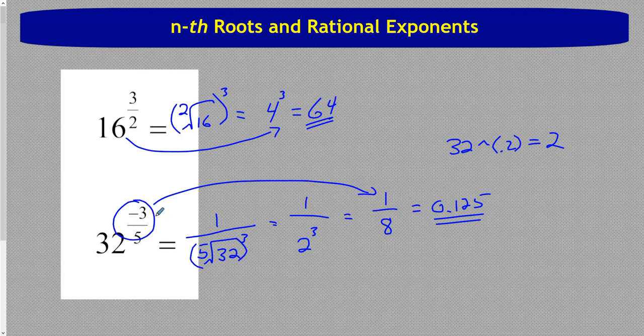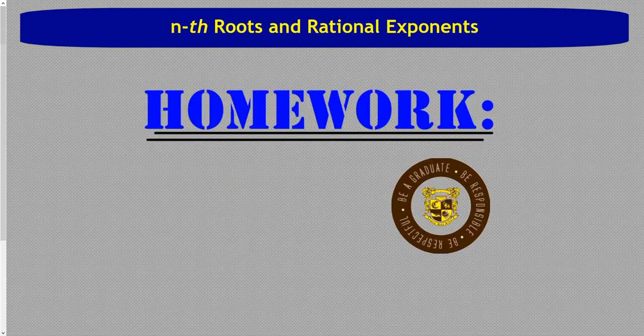So if you see something like this and it says to simplify or to write as an expression or to evaluate, this is the process we're going to take. Write it as a radical, see if you can simplify the radical, and then raise whatever that result is to the given exponent. Okay, you're on to homework.